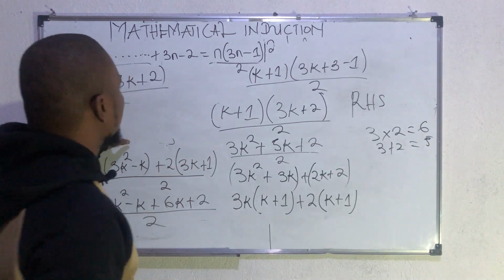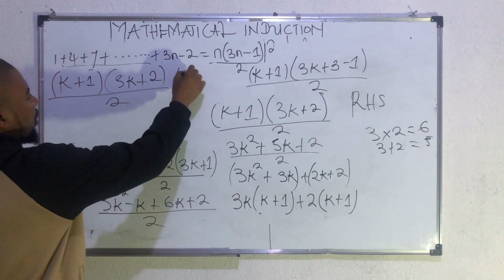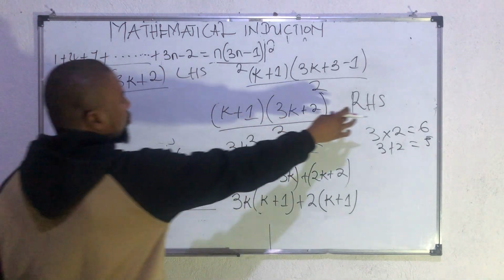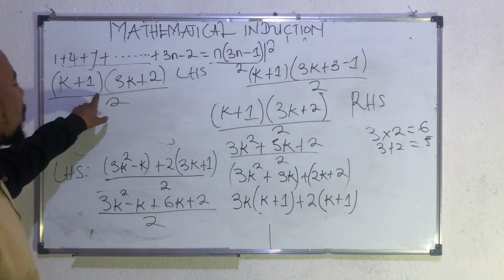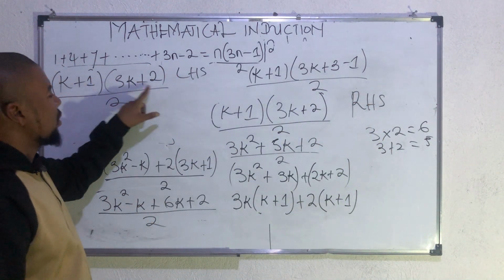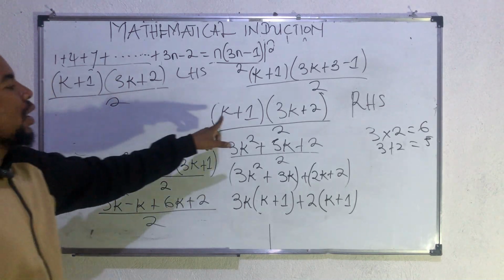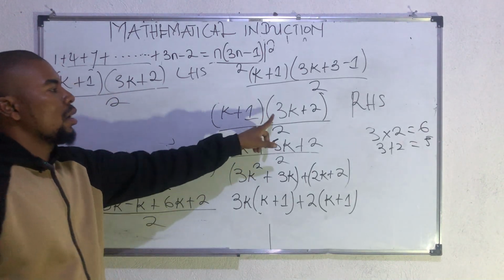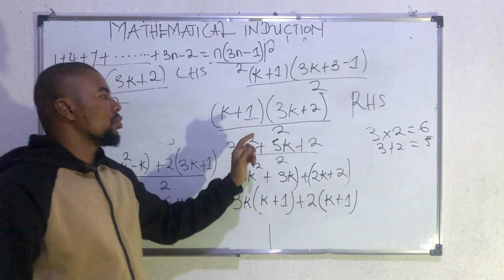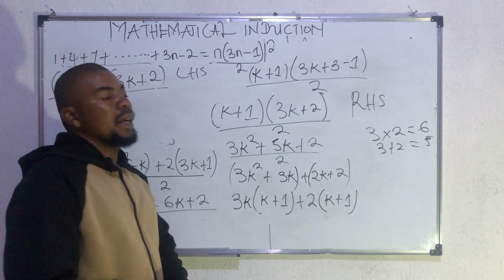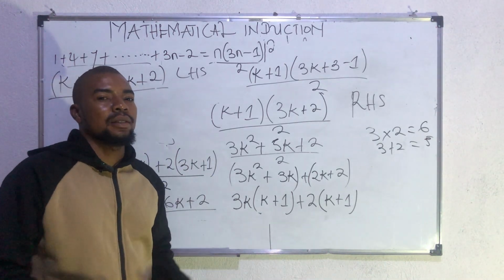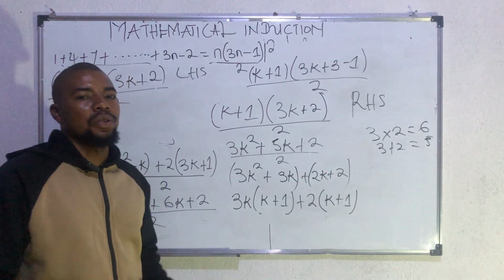Hence, we can now see that our left-hand side is equal to the right-hand side. We have k plus 1 multiplied by 3k plus 2 all over 2, and for the right side, we also have k plus 1 multiplied by 3k plus 2 all over 2. Next, we have to go ahead and conclude, because that's the last step. And how do we conclude?